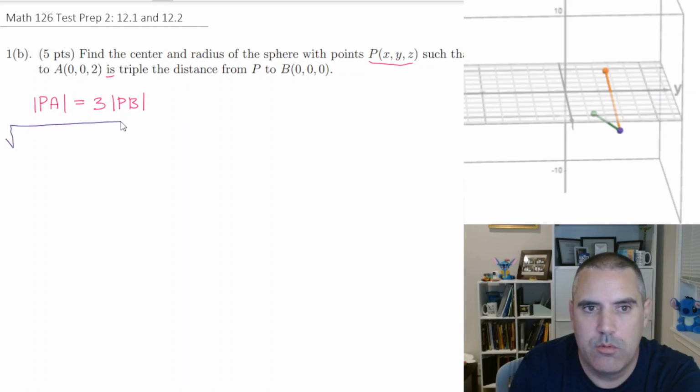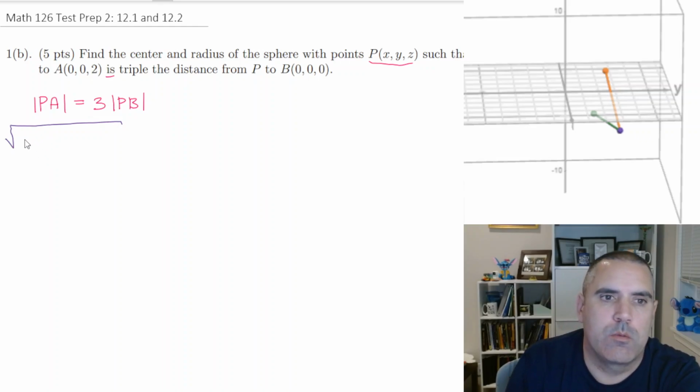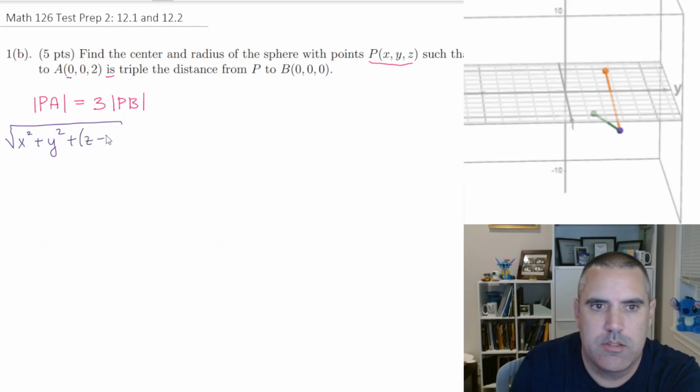So we get the square root, and I'll show some visuals in a second. Square root of x minus 0 squared, because that's this point, plus y squared plus z minus 2 squared equals 3 times the square root. Now we're going to need to go to the distance to this point. The rest of the problem is an algebra question, so let's just run through that really quickly.